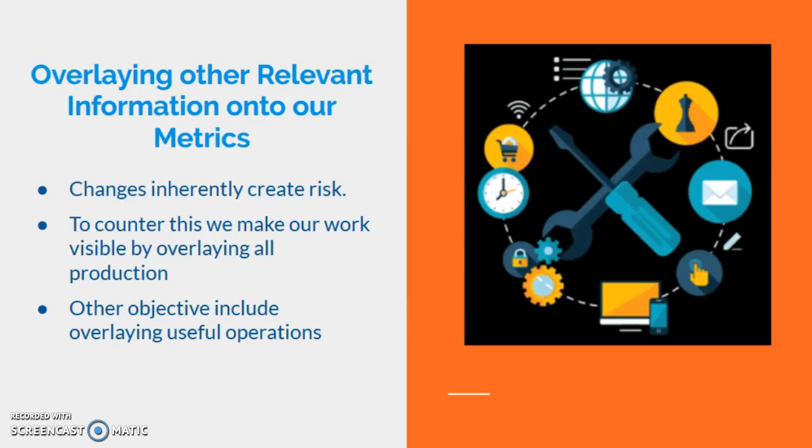And by overlaying other relevant information into our metrics, we know that risk is inherent, but we can also see through telemetry when something occurs, so we can learn from that. To counter this, we make all of our work visible and available to all. And other objectives could be used, overlays for operations in all functions in our business.